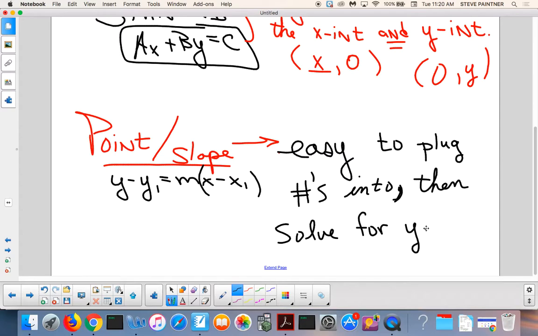Now that you've written that down, it says, how do I use point slope form? Well, point slope form is useful for writing equations when you know a point on the line and the slope of the line. So you need to know a point and the slope. Here comes example 1.